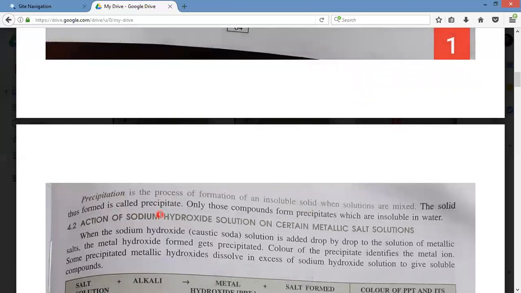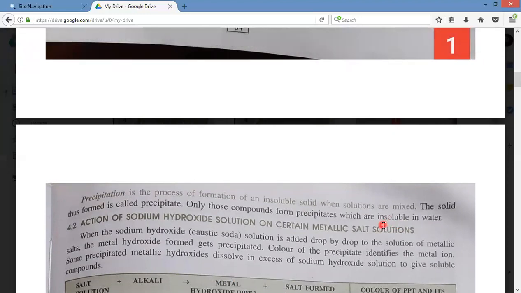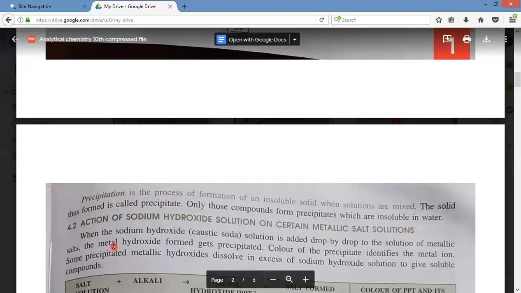Different chemicals and different metal ions give different colors of precipitate, and on the basis of the color of that precipitate, whether precipitates are forming or not, we can identify a particular ion. Only those compounds form a precipitate which are insoluble in water. Those which are soluble in water can't form a precipitate. Now the next topic is coming: action of sodium hydroxide solution.